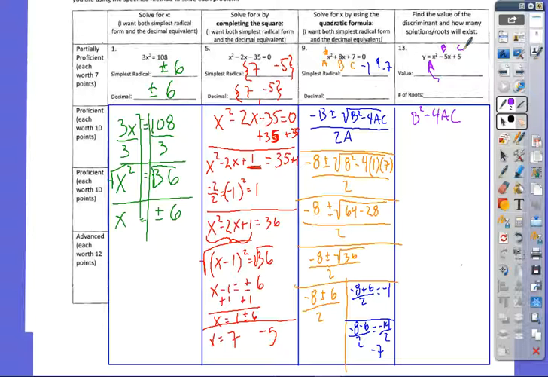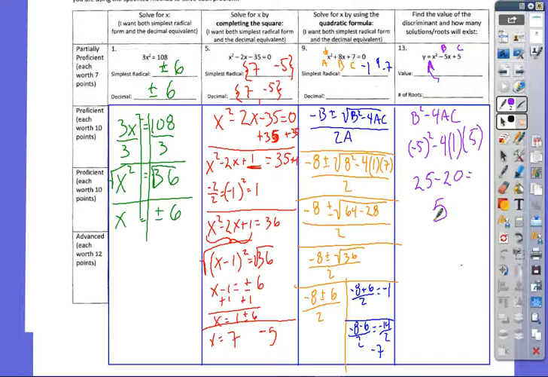So we have A, we have B, and we have C. So my B value is negative 5. So I have negative 5 squared minus 4 times A, which is 1, times C, which is 5. So I have 25, because negative 5 times negative 5 is 25. Minus 4 times 1 times negative 5, which is negative 20. So I get a discriminant of 5.